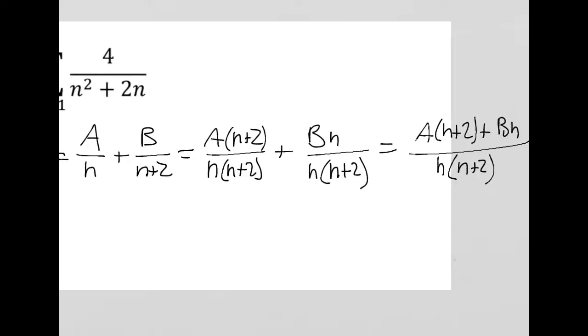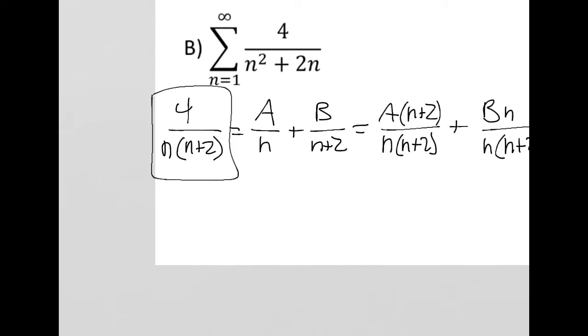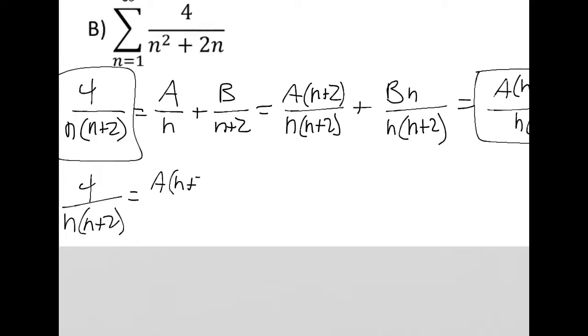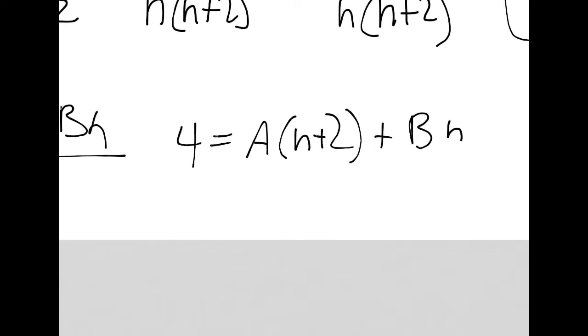So now we can smush it all together, a times n plus 2 plus b n over n times n plus 2. And so now we need to focus on this guy and this guy, the thing we started with. 4 over n times n plus 2 will equal what we have over here, a times n plus 2 plus b n over n times n plus 2. And the denominators are equal, which means the numerators have to be equal as well. So 4 equals a times n plus 2 plus b times n. And we want to know what a and b are, and this needs to be true for all values of n.